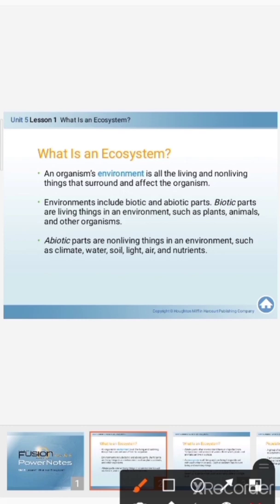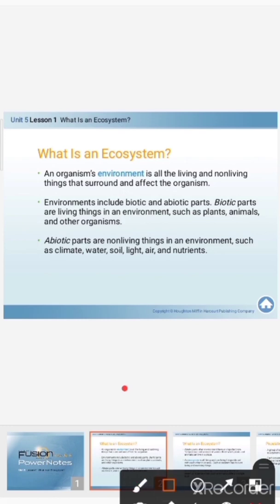Our unit is talking about ecosystems. First of all, we need to know the meaning of environment. We know that environment is all living and non-living things in an area. This area is called the environment. For example, we have forest environment, ocean environment, desert environment. All of these contain living and non-living parts.